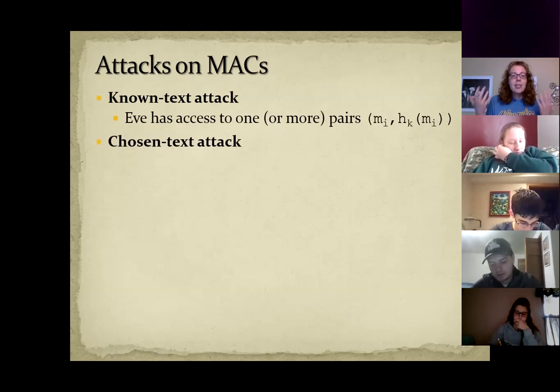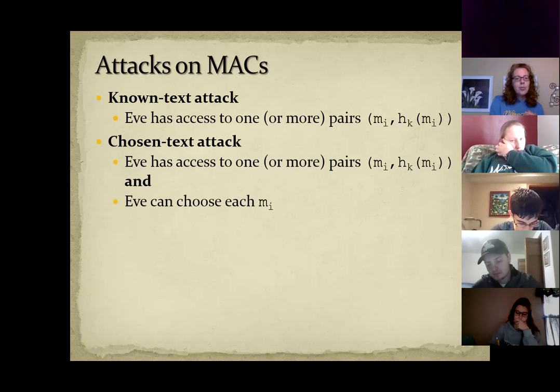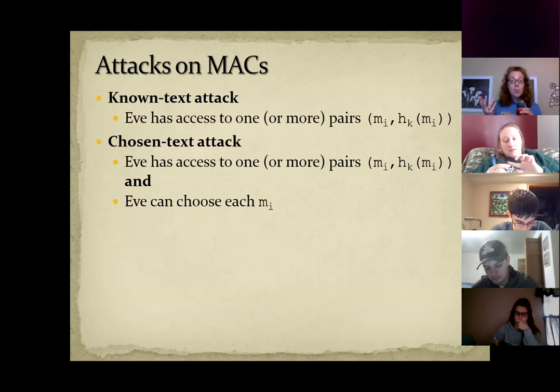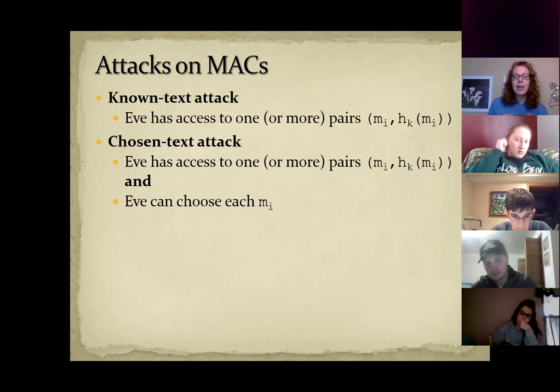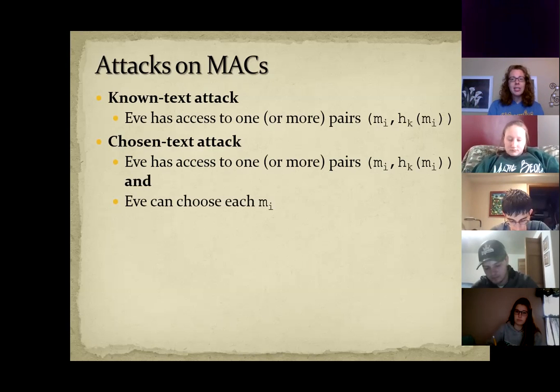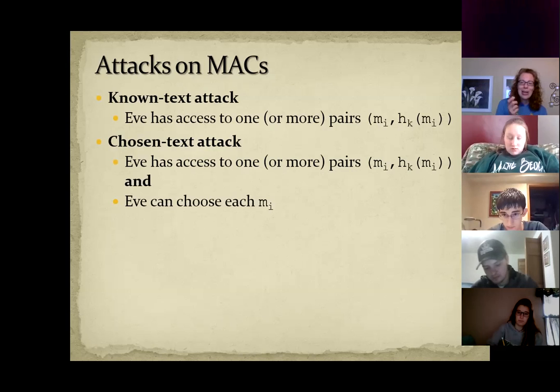One step up is a chosen text attack. So she has access to these pairs and she can influence the choice of each message. So a little more control here. She has access to these pairs and she can choose each message. That's called a chosen text attack. This again should sound familiar, although the beginning of the semester feels like years ago at this point in time, but it should sound a little familiar from the beginning of the semester.